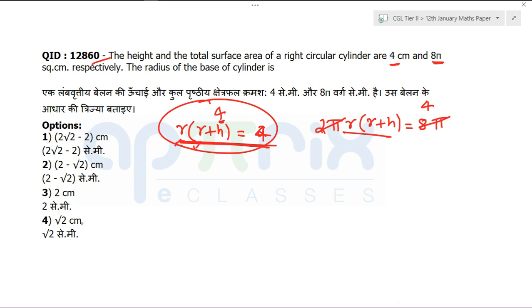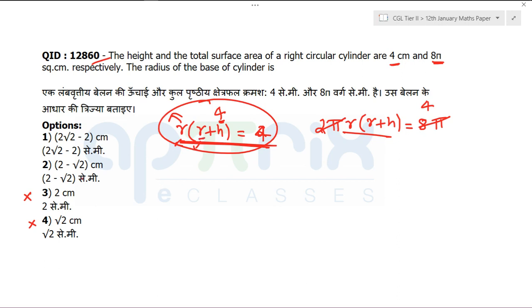If you look at all the options, 2 options you can easily reject, that is root 2 and 2. Why? Because h is already 4, right? And if you choose any r which is more than 1, you are going to get this value definitely more than 4. This is already minimum 4, plus something into more than 1 will be more than 4. So these two options are never going to be possible. So essentially I'm looking for a value of r that should be definitely less than 1.